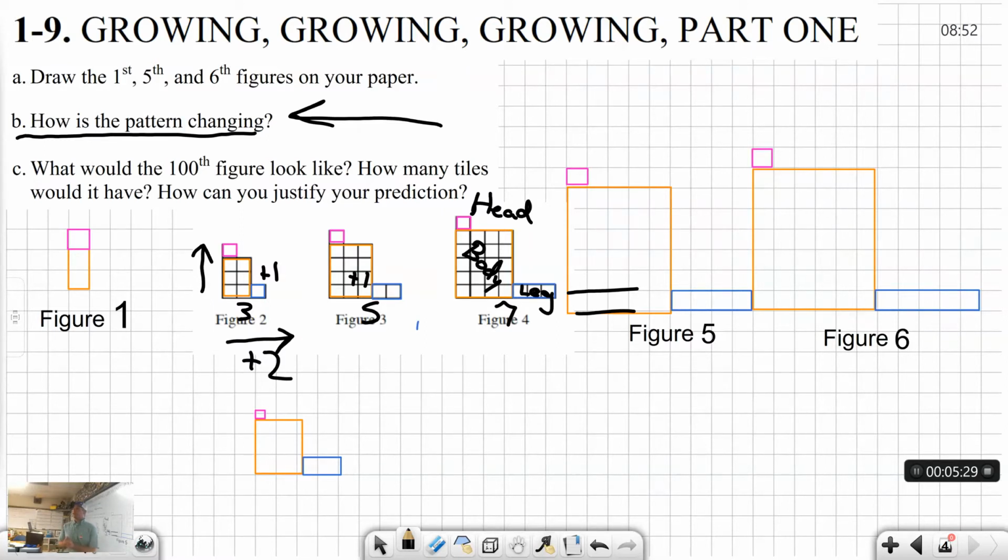Okay, all of you should have something written down for how the figure is changing, following some sort of pattern. But now we need to make a prediction on the 100th figure. See, mathematics is used to predict the future. I use your past and your GPA to predict your graduation status as an 8th grader.